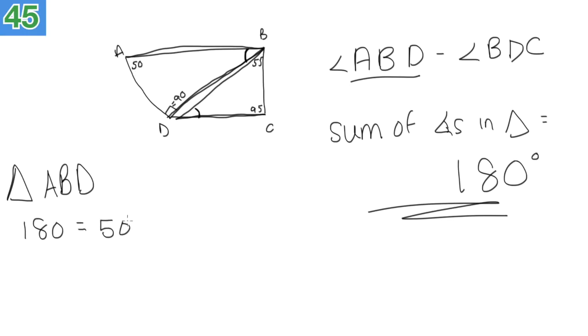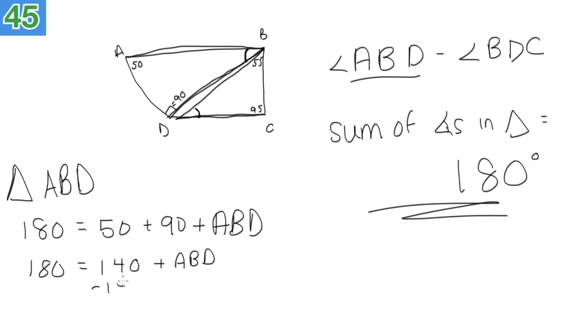And so far we have 50 plus 90. 50 and 90 are two of the angles plus x, or we can call it ABD. You can replace it with a variable if it's easier to look at, but we just know we're talking about angle ABD. Now, to solve for ABD, we need to get ABD alone. 50 plus 90 is 140. And then to get ABD alone, we want to subtract the 140. And we're left with 40. So, ABD is 40 degrees.